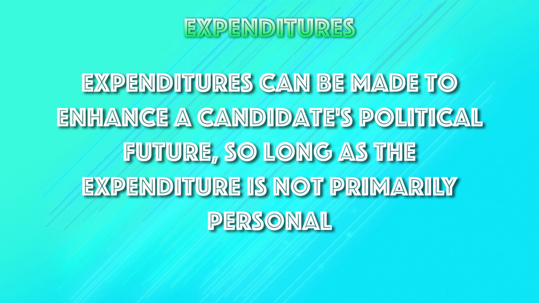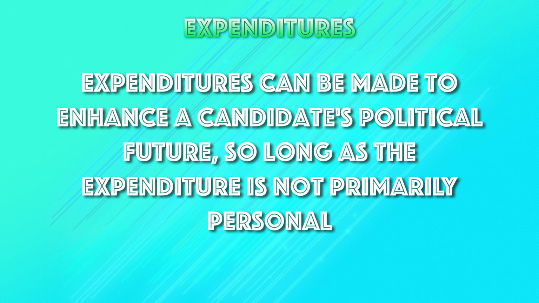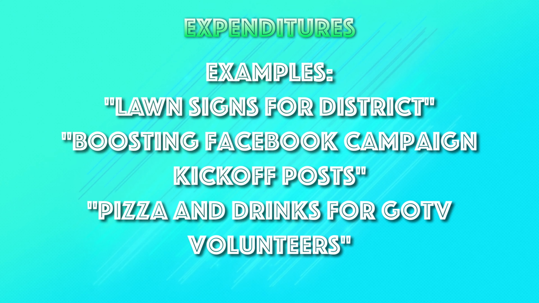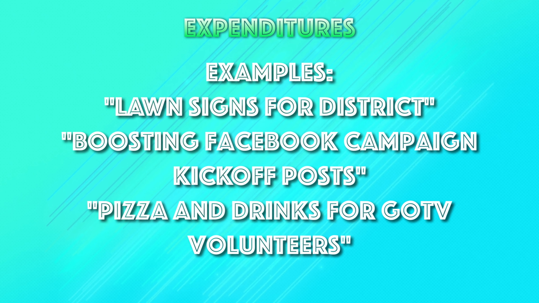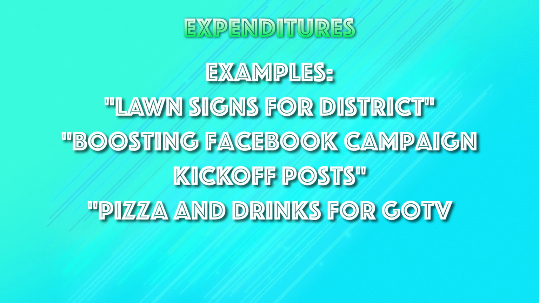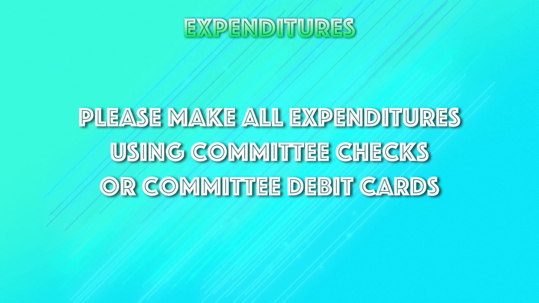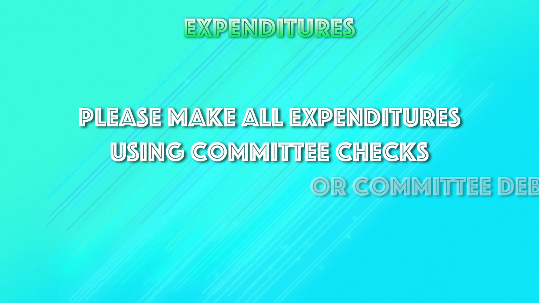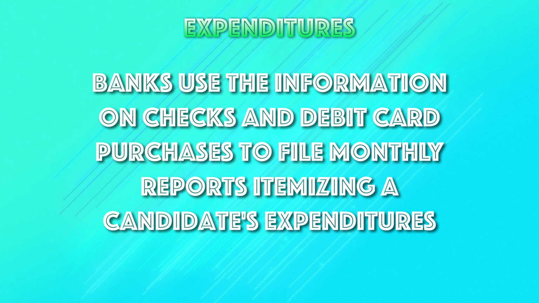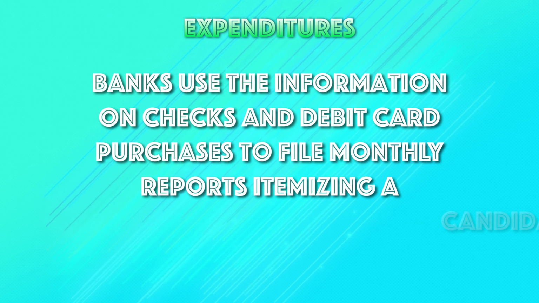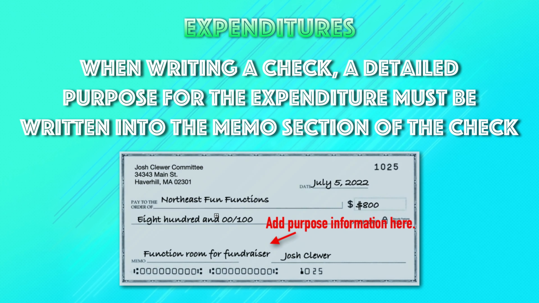Expenditures can be made to enhance a candidate's political future, so long as the expenditure is not primarily personal. For example, lawn signs for the district, boosting Facebook campaign kickoff posts, pizza and drinks for Get Out the Vote volunteers. Please make all expenditures using committee checks or committee debit cards. Banks use the information on checks and debit card purchases to file monthly reports itemizing a candidate's expenditures. When writing a check, a detailed purpose for the expenditure must be written into the memo section of the check.